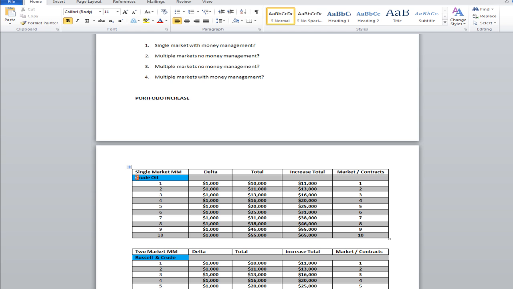So say you're trading crude oil, you start off with a delta of $1,000. As you get a delta increase, you add another contract, so you go from 1 to 2 contracts, and you're slowly working your way up with your money management.